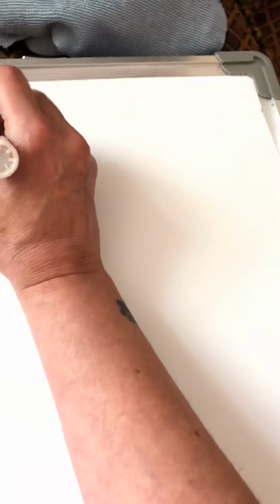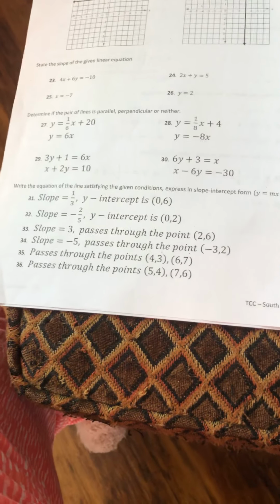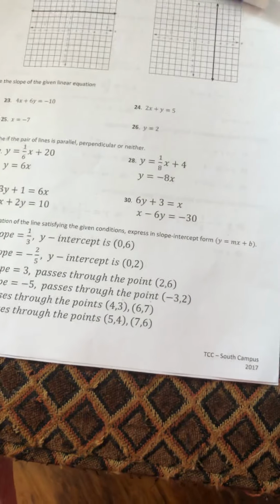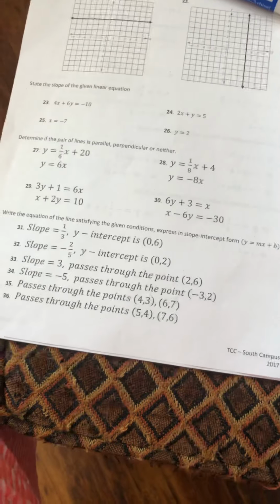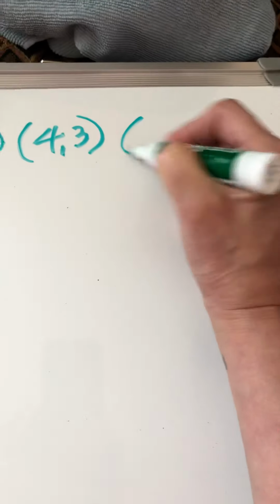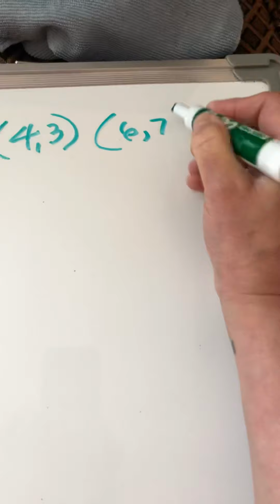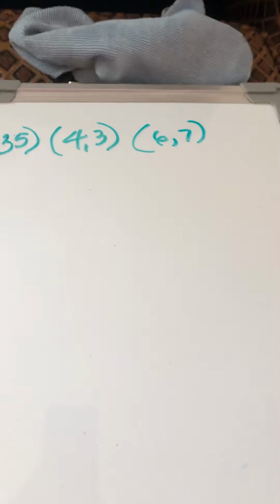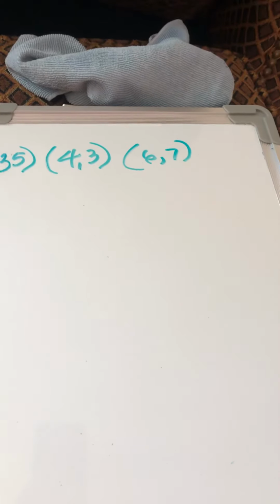And 35. On 35, all we know is these 2 points. It passes through the points (4, 3) and (6, 7). So we're graphing lines here, and all we know about this particular line is 2 points on the line.